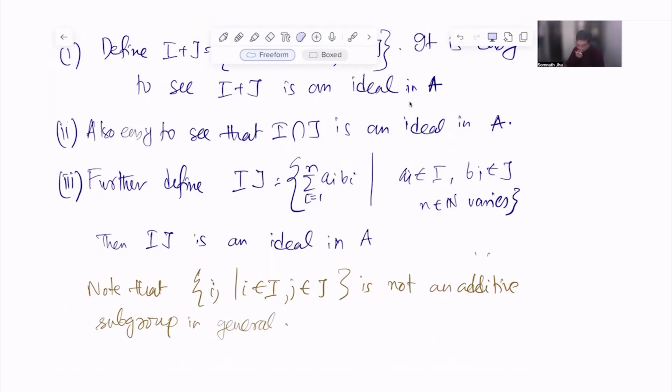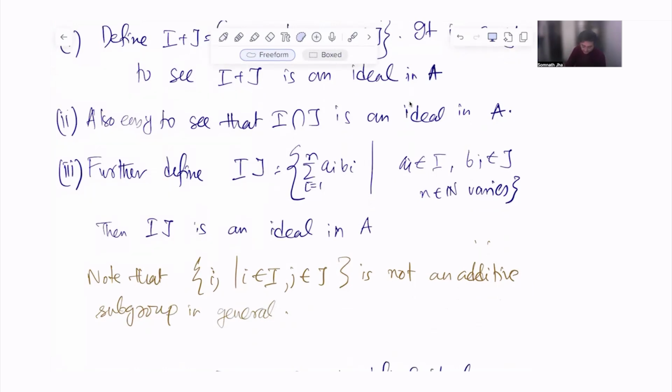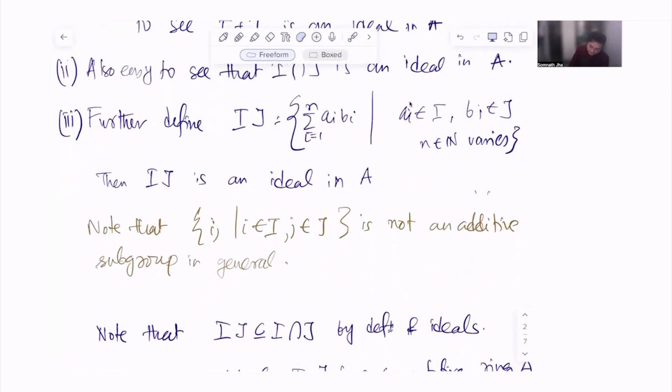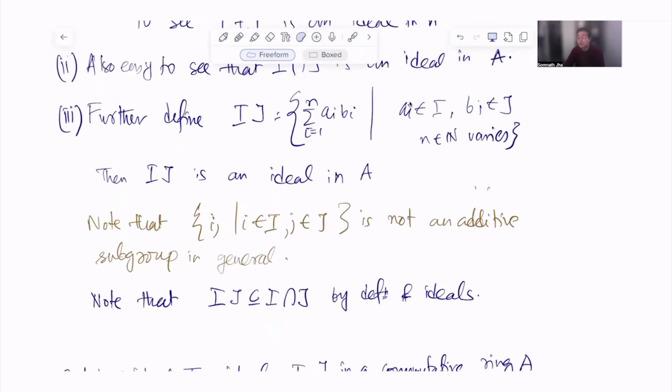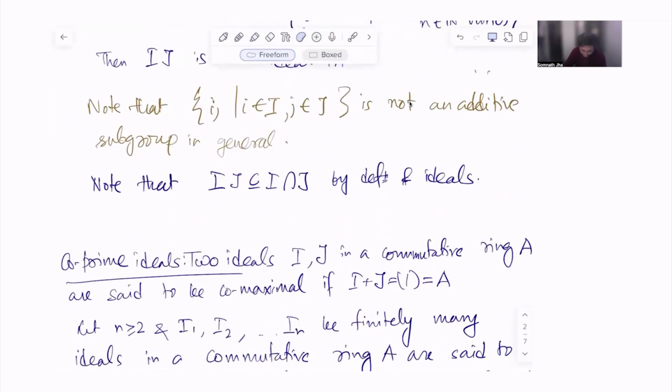But notice one thing here, that each element a is in I and b is in J. So in particular, ai times bi is in I. Similarly, bi is in J and ai is in I, so this a times b is also in J. So they are in I and they are in J, so each of them is in I intersection J. So their finite sum is also contained in I intersection J. So the product is actually contained in I intersection J, by definition of ideals. Okay, so this is one thing to notice.